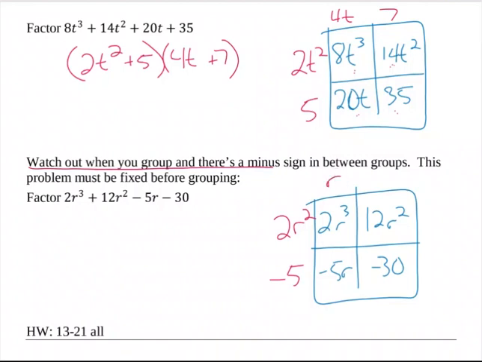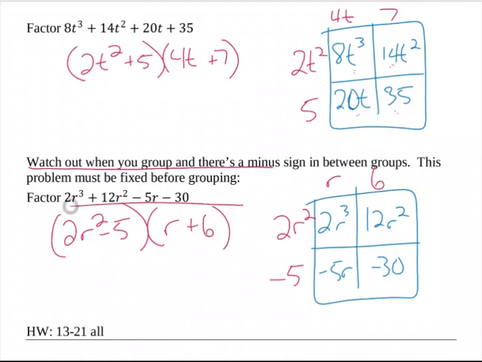I'm just writing r. Then for the last column, we have 12r squared and negative 30. Since there's no r in both of those boxes, I'm not going to pull out an r. The lead box is positive, so now it's just a matter of 12 and 30. The biggest number that goes into both of those numbers is 6. So I'm going to write down 6. So now I can write my answer. I have 2r squared minus 5 and r plus 6, and I'm done.